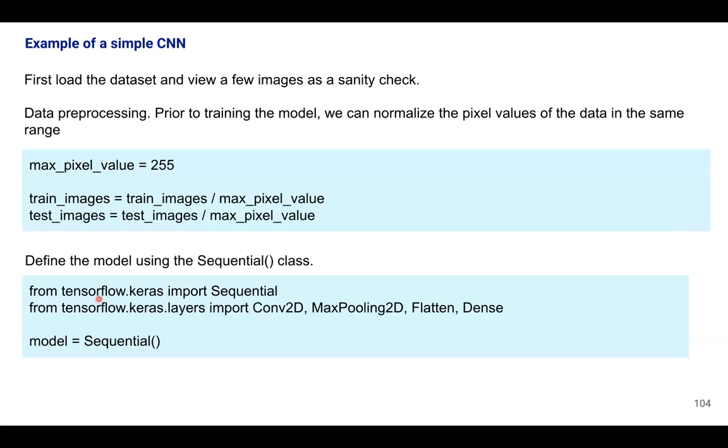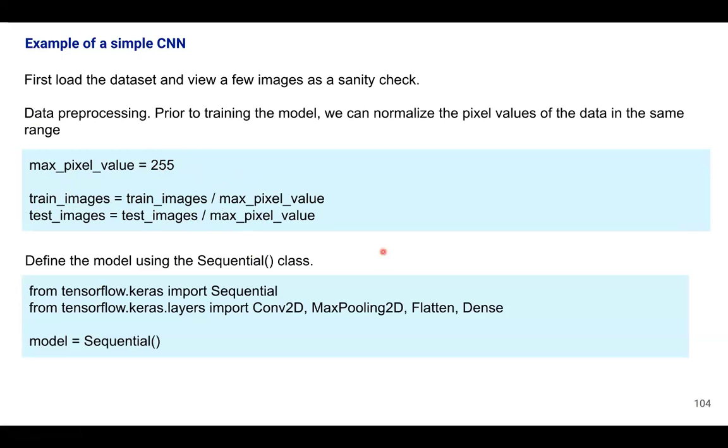Then you can decide to do a very quick data pre-processing. We discussed normalizing the input features. So here you can normalize the pixel values. The maximum possible pixel value is this, and then you can divide your training and testing images with this maximum possible value.